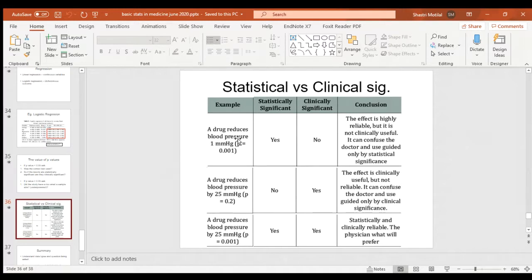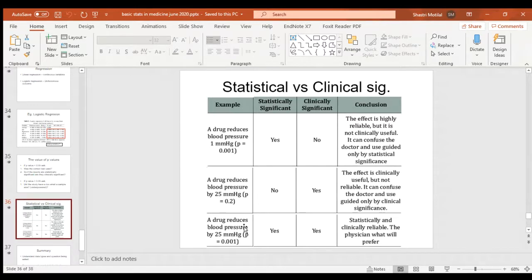consider clinically significant. A drug reduces blood pressure by 25 millimeters of mercury, p-value 0.2. Here, it is not statistically significant. The drop was clinically significant, a drop of 25 millimeters of mercury, but the p-value of 0.2 tells us that there was a high possibility that that drop was due to chance. So in this case, again, I would not prescribe this drug because although it apparently reduces blood pressure, the p-value tells us it's not statistically significantly doing so.